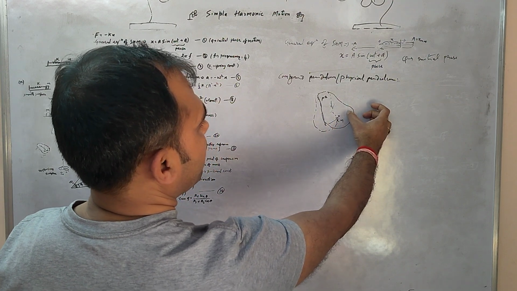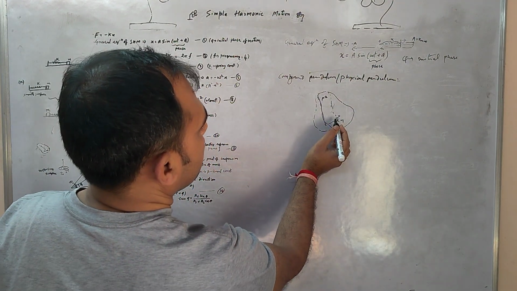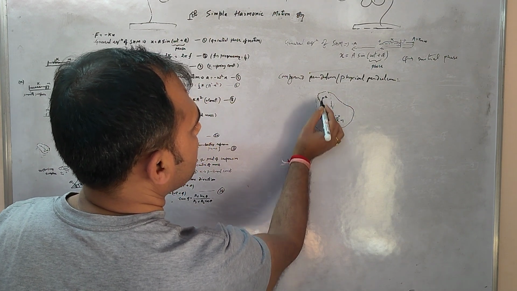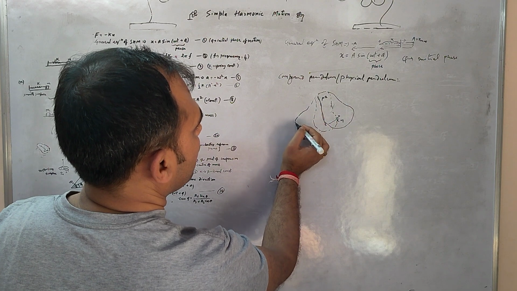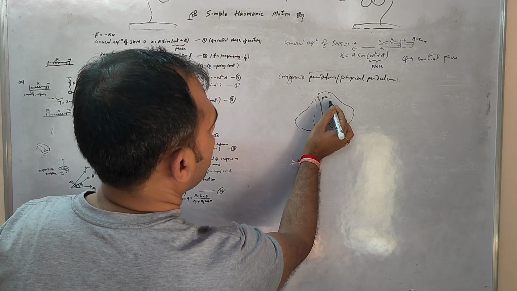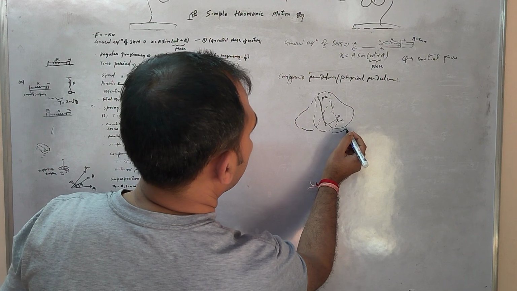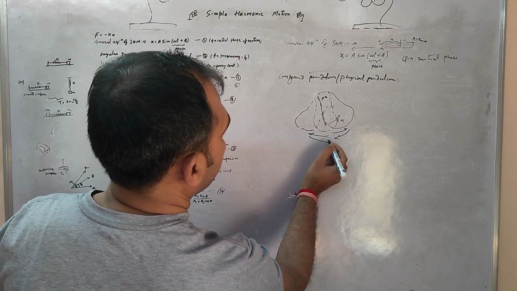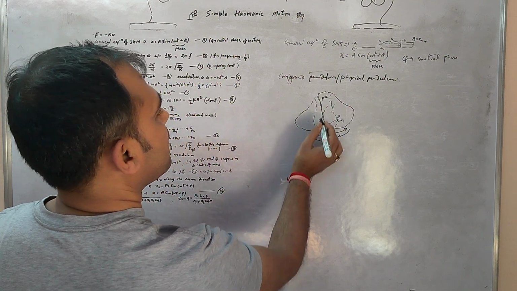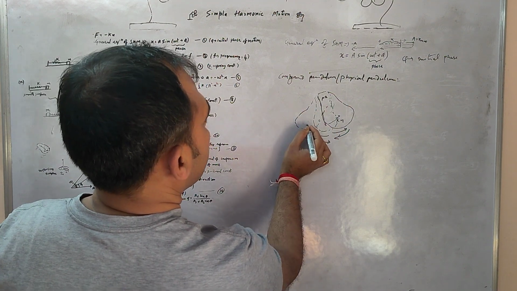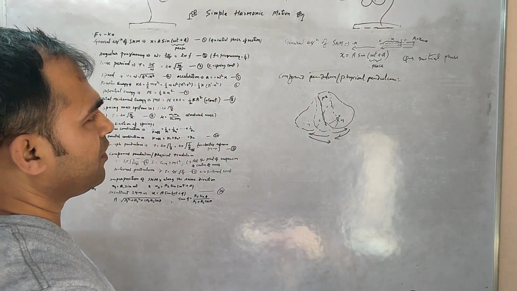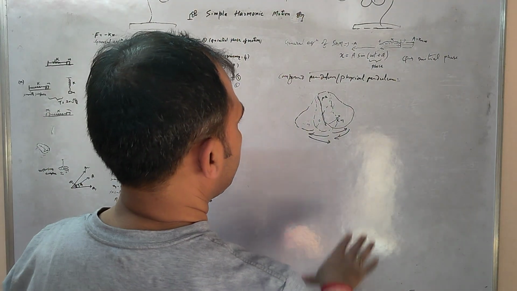When we leave it from here, this will come back to the mean position, then again go here, back, again go up, again back. So this is the center of mass. So this is the case of a compound or physical pendulum.